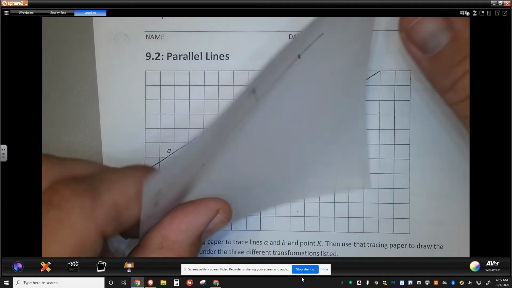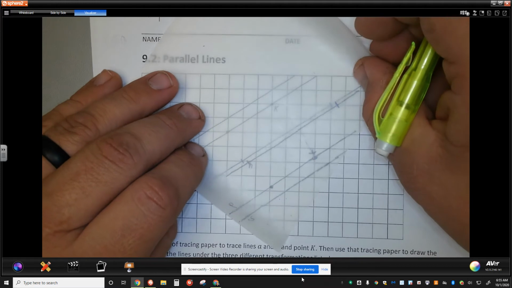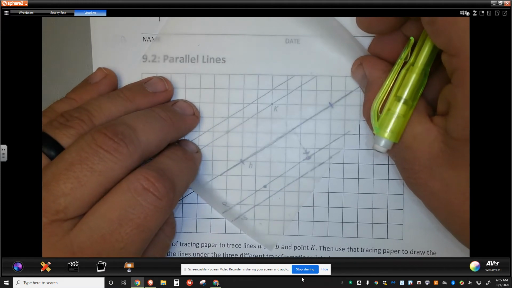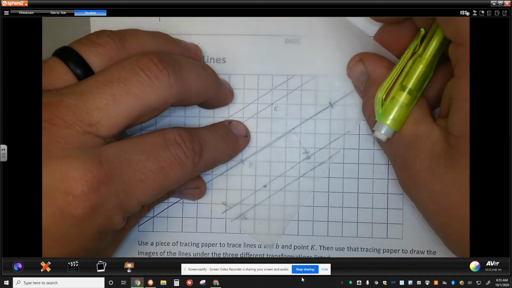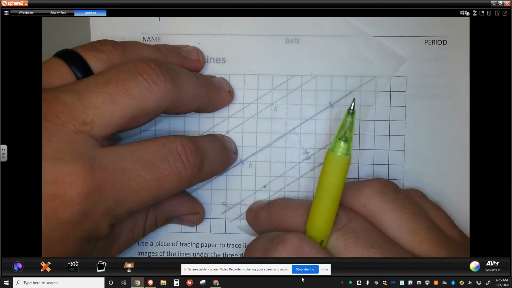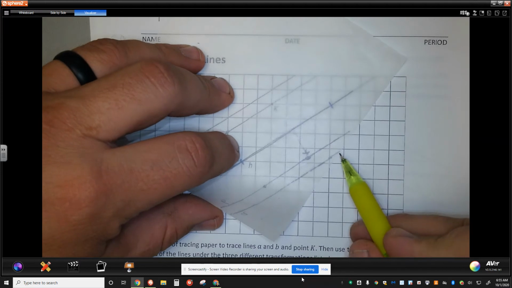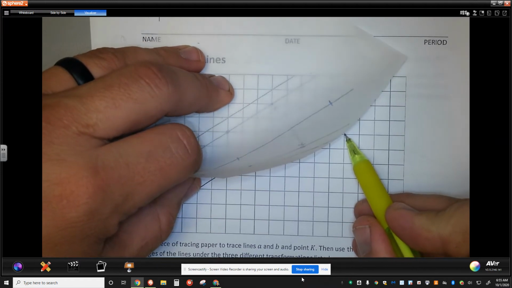Here we go. And there we go. To be able to graph these two lines, I want to find a couple of nice happy points in here. There's one right here.